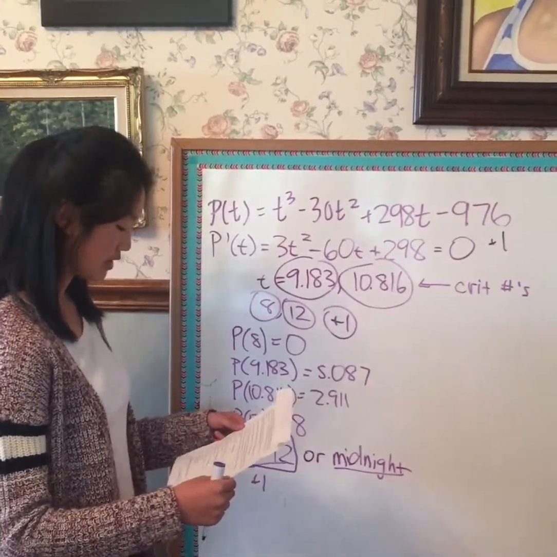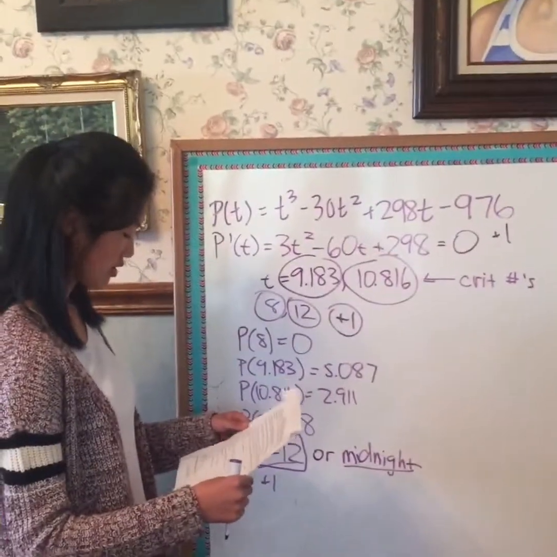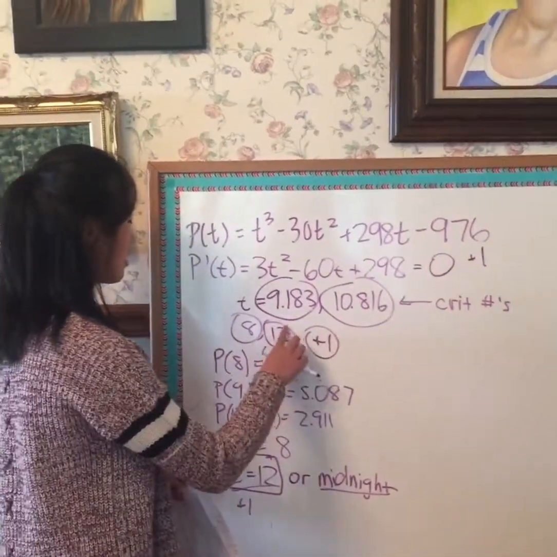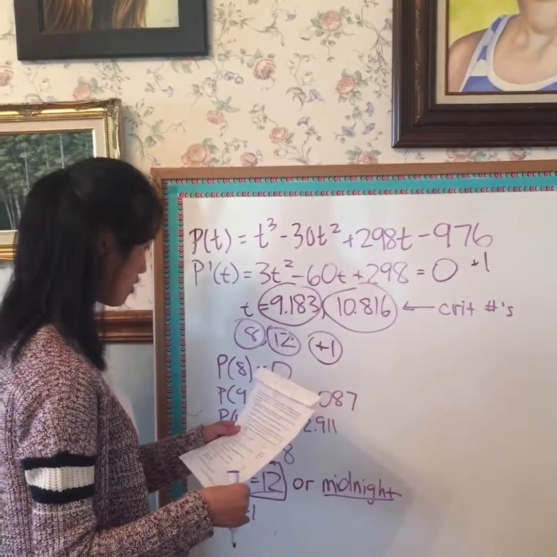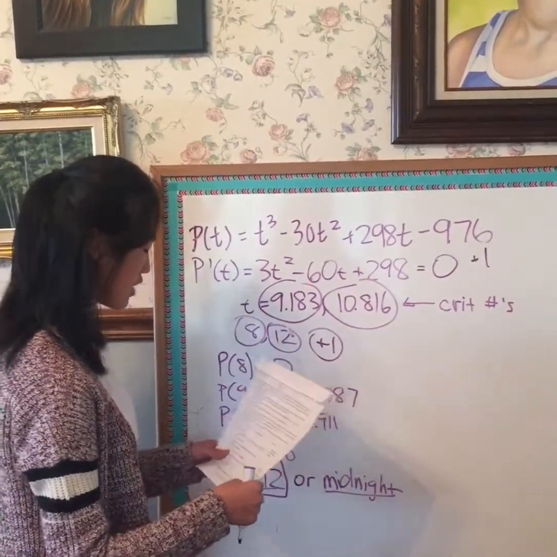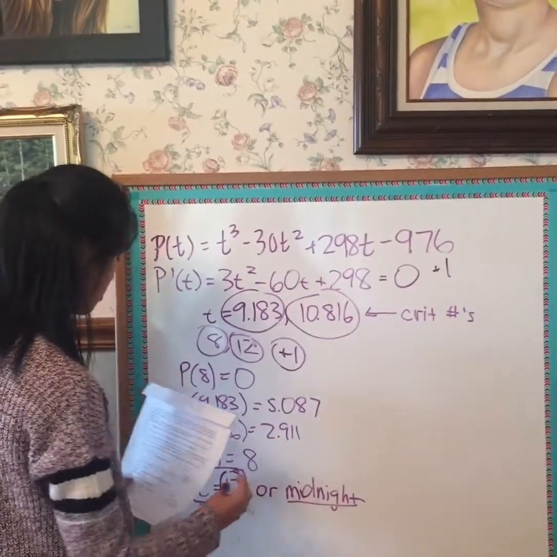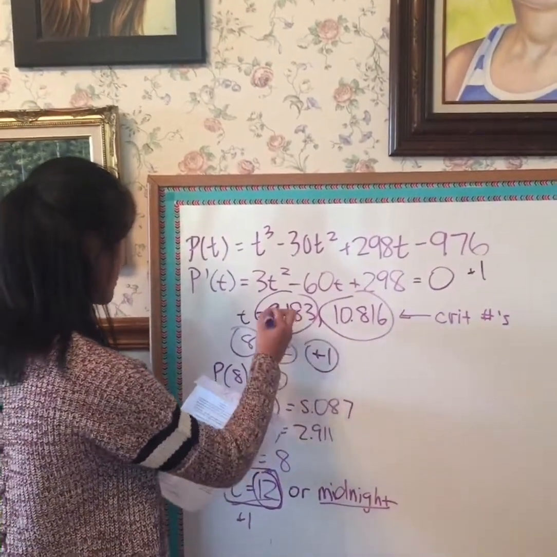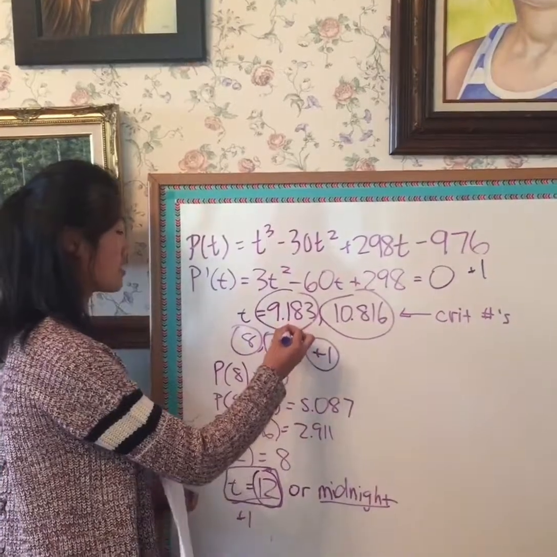And then some common mistakes with this problem would be leaving off the endpoints, and that would cost you 2 points because the answer is an endpoint. So if you didn't include the endpoints, then you would get 9.183 as an answer, and that would be wrong.